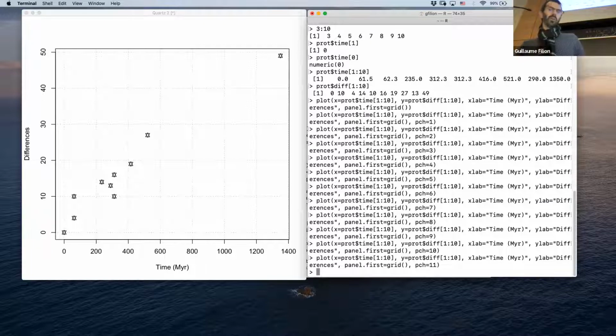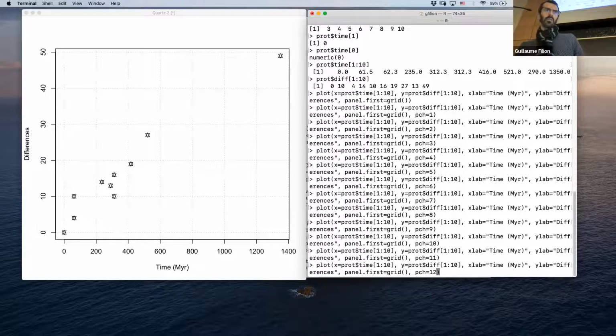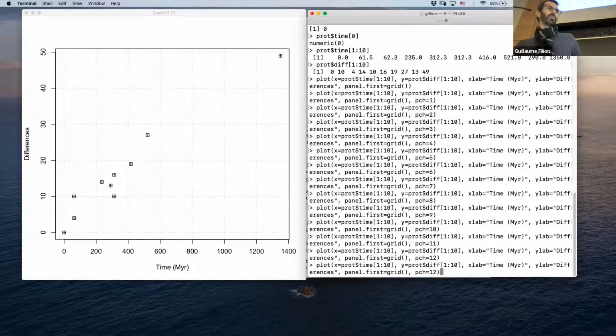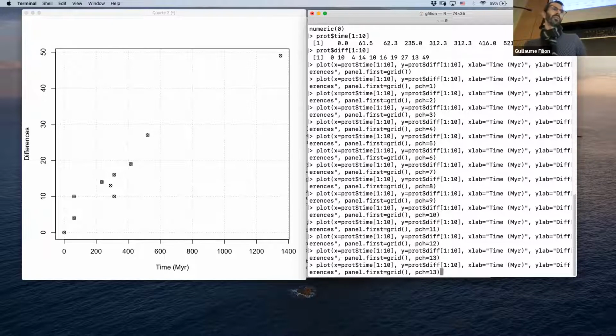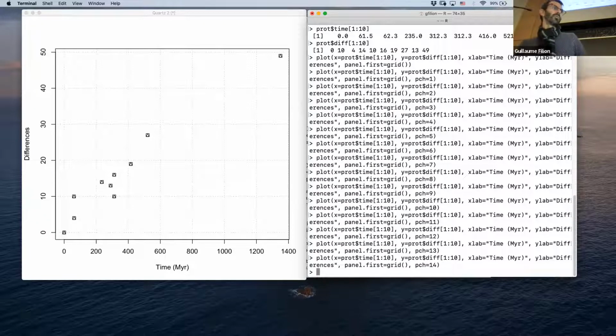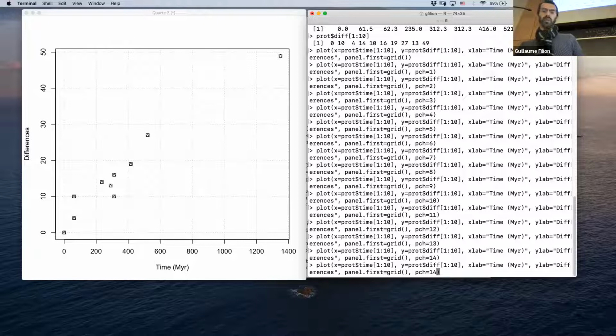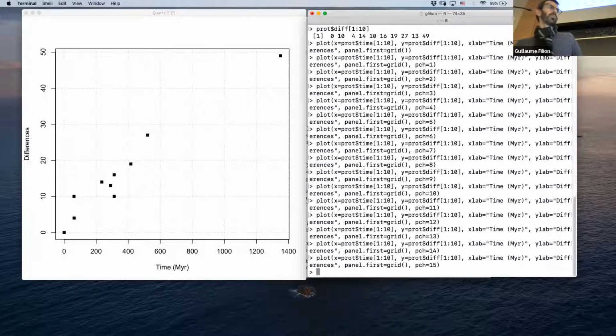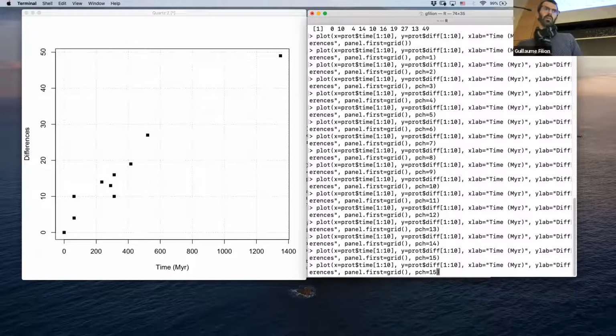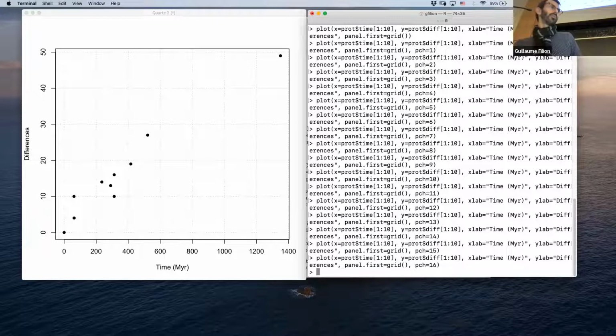11 like the star, 12 another square with a cross inside, another variation, 13 another circle with a cross inside, 14 is a triangle with a square around, 15 is like black square. Here we go, 16, the circles with something inside. So we went to 16 symbols before we could find one that's like this.